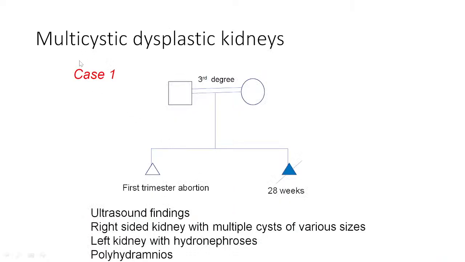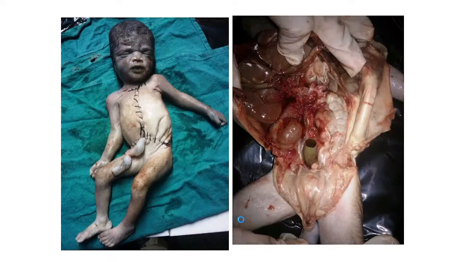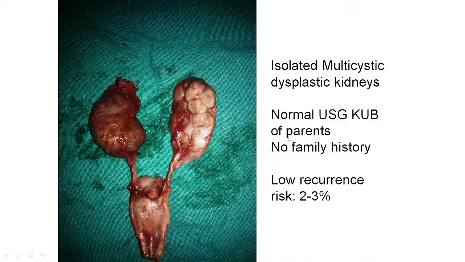Now, this is one case. Here there is third degree consanguinity, first trimester abortion, and at 28 weeks the fetus was terminated, and the ultrasound finding is right side kidney has multiple cysts, left side having hydronephrosis, polyhydramnios. So, on the ultrasound we had a fetus, and these are the fetal internal organs of the abdomen, and we can see clearly this is a cystic kidney.